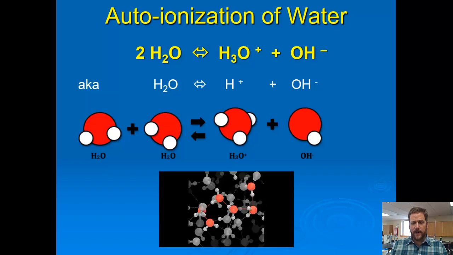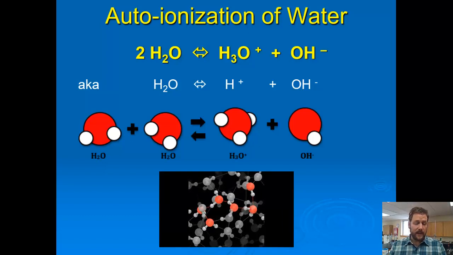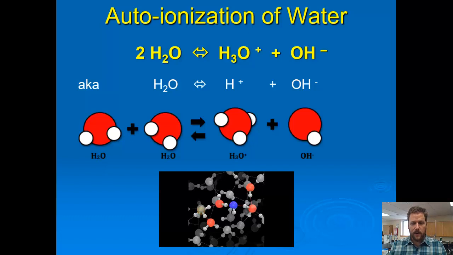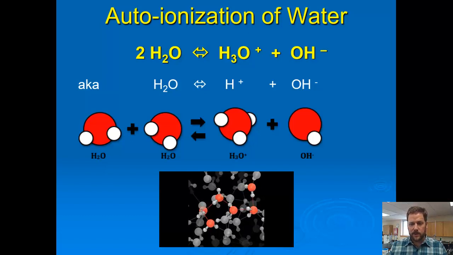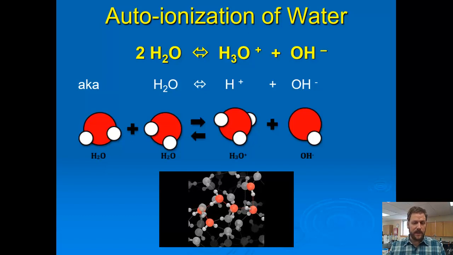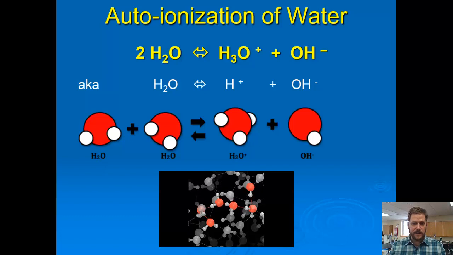So you might recognize one of the products of that reaction, H3O plus, is of course what we learned makes acids acidic. Even if we simplify it as H plus, when we learned about the Arrhenius definition of an acid, we know that it is the presence of hydrogen ions that makes a substance acidic. And it's the presence of hydroxide ions that makes a substance basic.